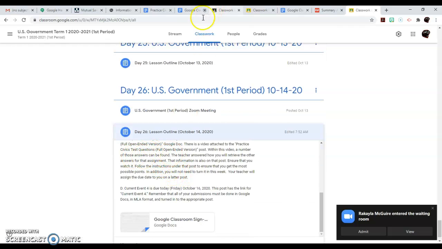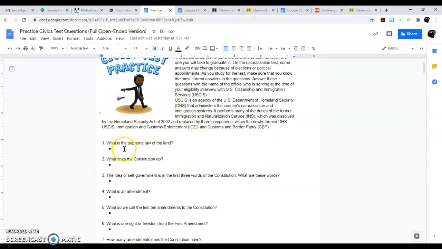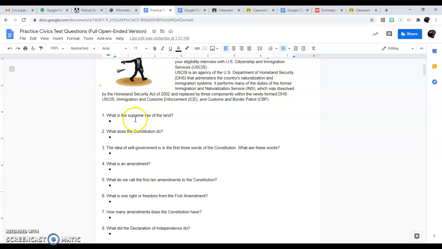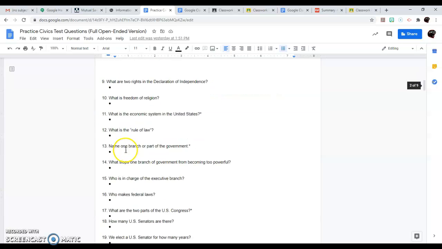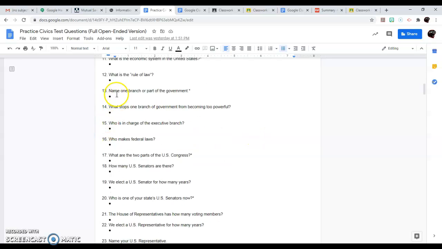On that accord, again, don't forget that document that's here. The supreme law of the land, of course, is the U.S. Constitution. The idea of self-government is in the first 3 words of the Constitution. What are these words? That's going to be we the people. What is an amendment? You know that's a change. So whichever ones that you could just do off the top of your head, go ahead and do it. Not sure if this was one from yesterday.